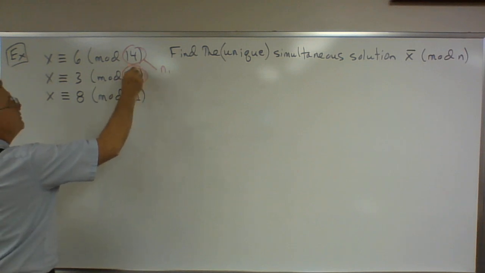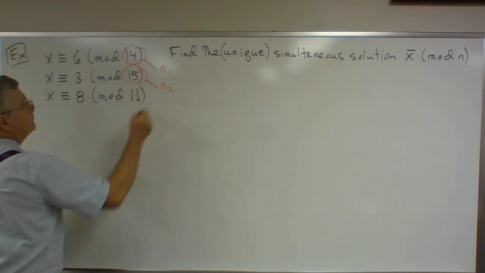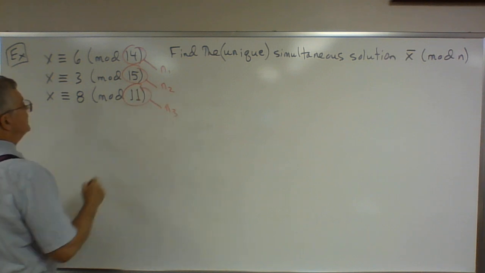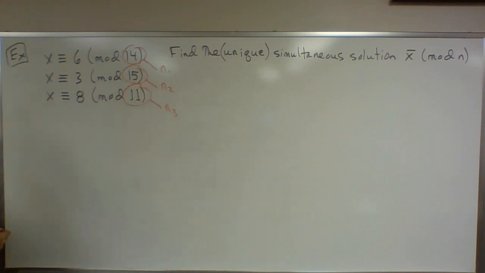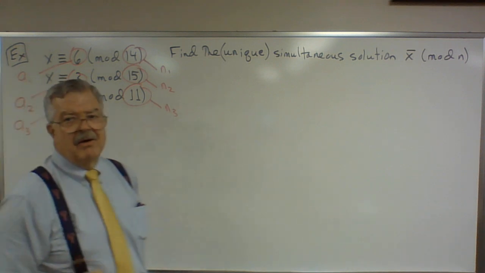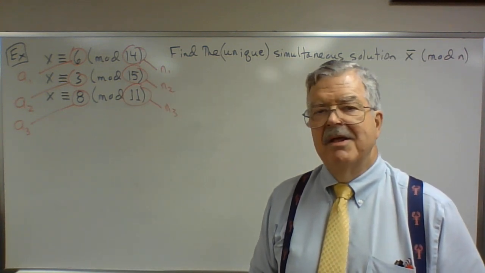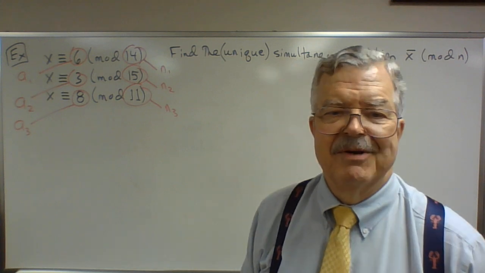14 is n sub 1. 15 is n sub 2. 11 is n sub 3. And let's see, what is this? This is our a sub 1. This is our a sub 2. This is our a sub 3. Okay, we got the main characters lined up. Now let's proceed a little bit further.